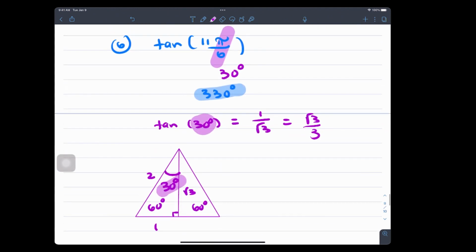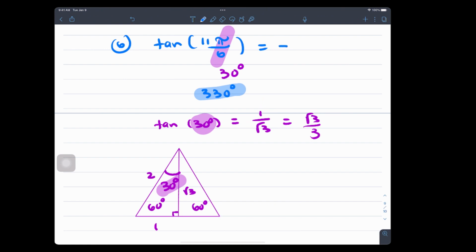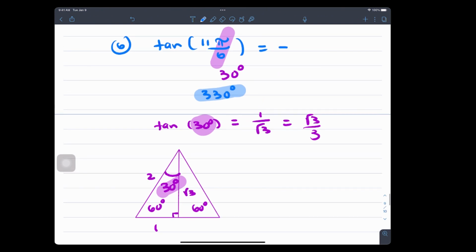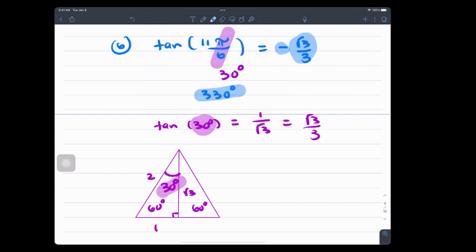But we have to find tangent of 330. All students take calculus. What do you guys know about this? It's negative. Is that right? So it'd be negative what? Square root of 3 over 3. There you go, ladies and gentlemen. All right. What do you guys think about these that we just did?